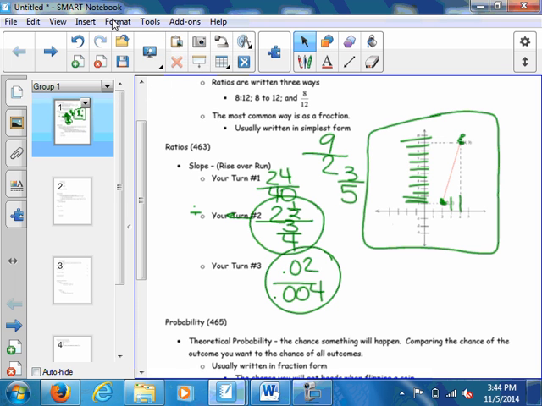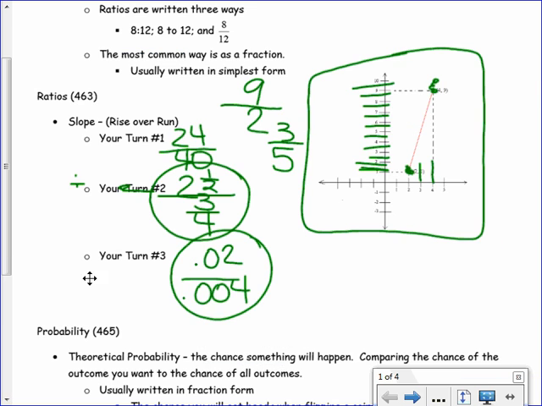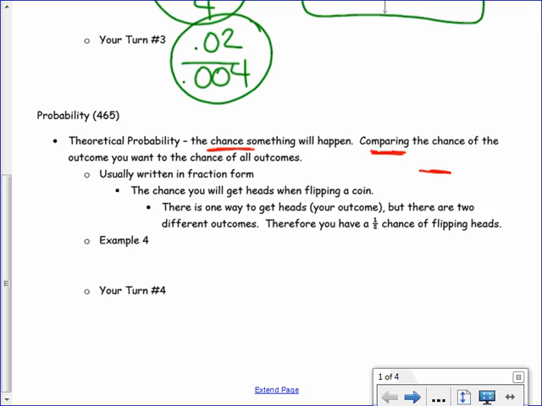Okay, this is part 2 of the first lesson of chapter 7, and we're going to be going over probability. On page 465, you'll notice that it talks about theoretical probability. It says probability is the chance something will happen. It's a comparison, a ratio: the chance of what you want to the chance of everything that could happen.